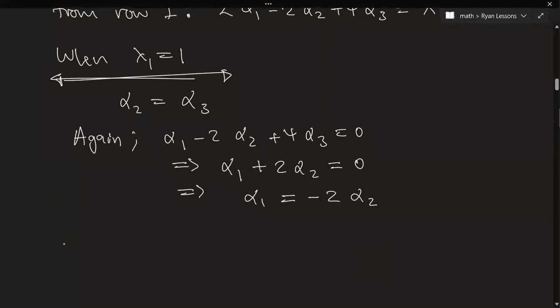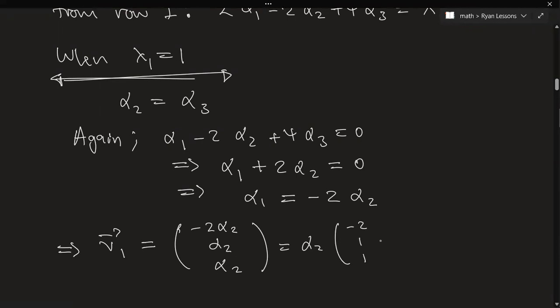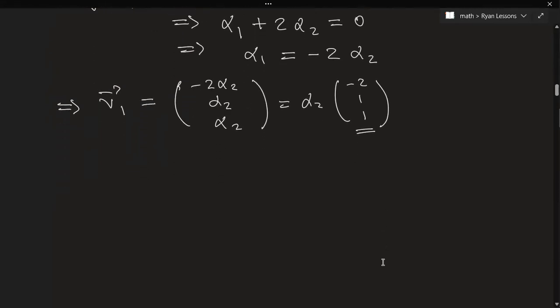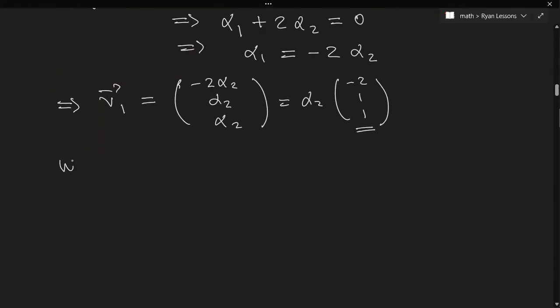So in this case, V becomes V1, because it corresponds to lambda 1. It will be alpha 1, which we found to be negative 2 alpha 2, then alpha 2, and then alpha 3, which is also alpha 2. Factoring alpha 2 outside, we get negative 2, 1, 1. We see this is our eigenspace, and we can take that as the eigenvector. Then we shift on to a new case where lambda 2 is equal to 2.